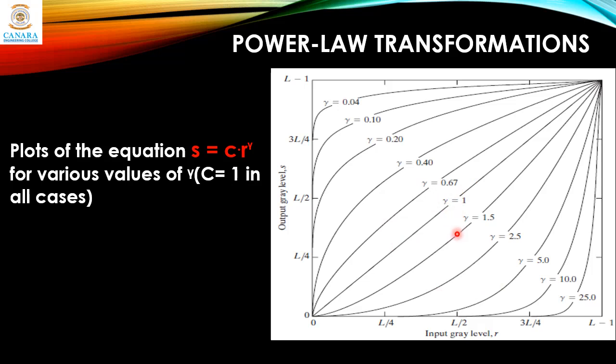So for values of gamma greater than 1, the characteristic curve resembles an inverse log function where the images become a bit darker. And using this power law function will have a significant effect on the outcome of the image.